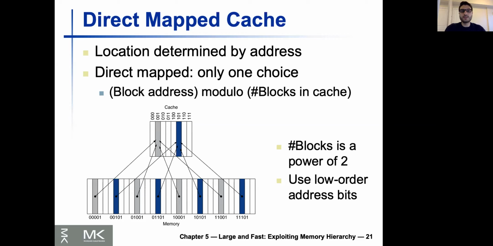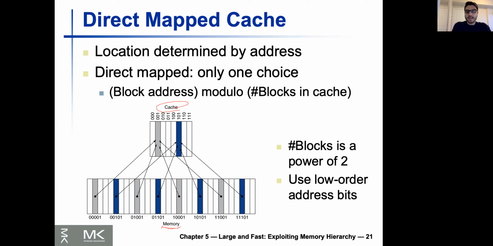So what do we mean by a direct mapped cache? Assume this is your cache, and this is your memory. You can see that your cache starts from 000 and ends at 111. So how many blocks is this? 8, right? Because this is base 2. You're going to have 000, then 001, up to 111, which is 8. That's why these are 8 blocks.